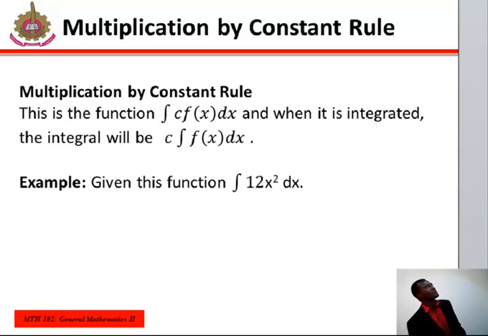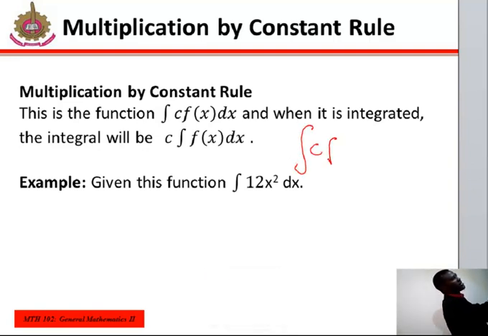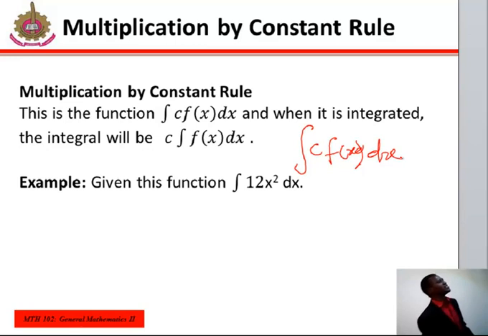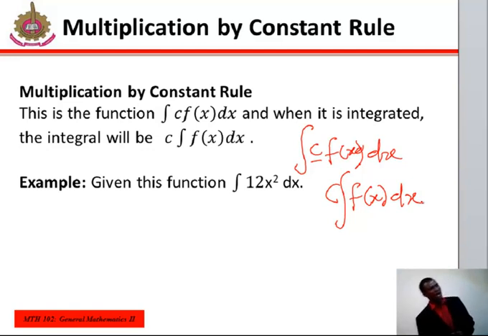Take for instance, we have a function, the integral of c f(x) dx. When it is being integrated, what we are going to have is, first of all, bring the constant out, that is c times the integral of f(x) dx. Now let's go through this example on the board to have a better understanding of what I just explained.